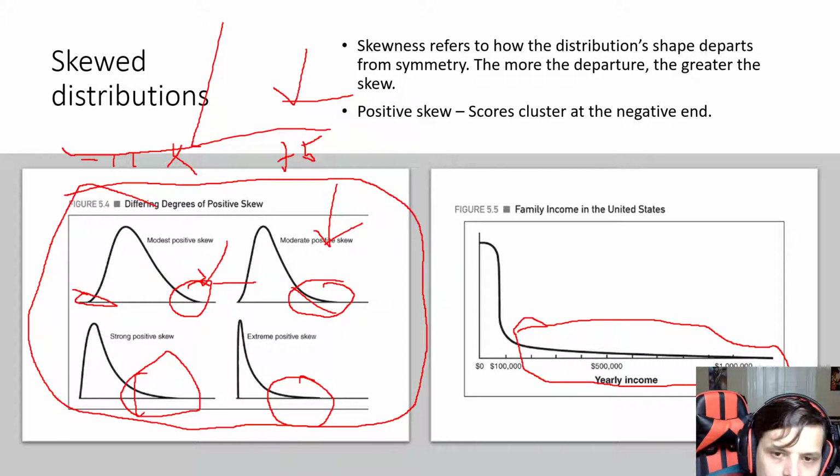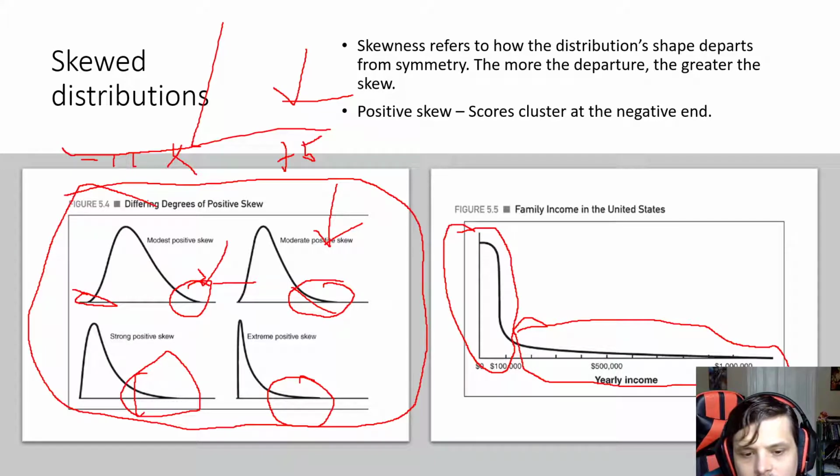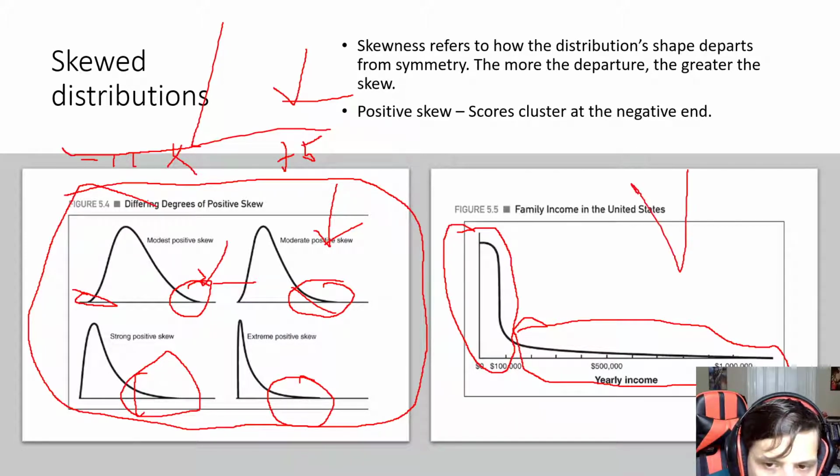A good example of positive skew would be income. Most people in the United States make between $0 and $100,000, and then you have the very wealthy, with a yearly income of upwards of over $1 million sometimes. That would be a strong positive skew because the tail looks really crazy. So this is a strong positive skew. You can see here modest, moderate, extreme, strong.